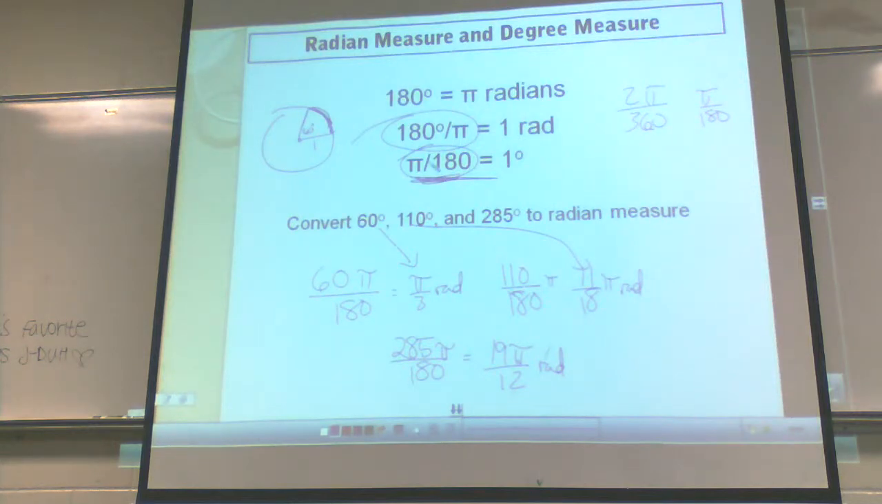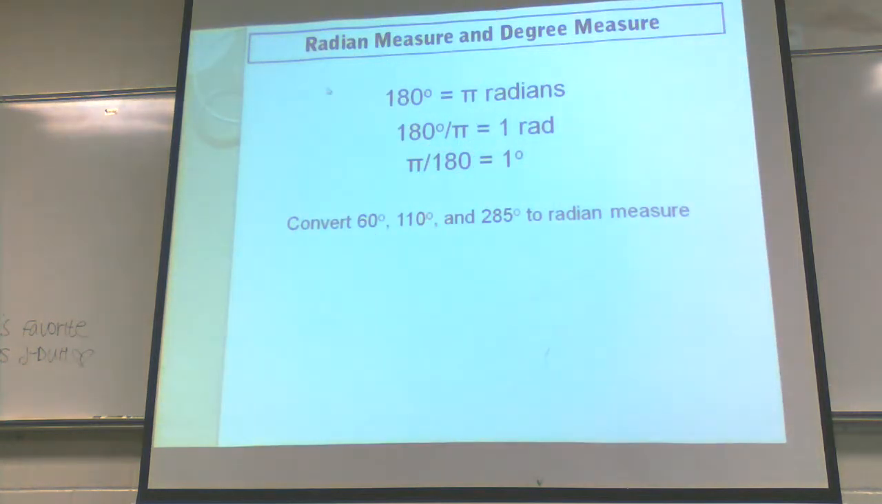So if I now took this and I just said, what was that? 19 pi over 12? No, it's the one before it. 11 pi over 18. 11 pi, because the zeros crossed out.